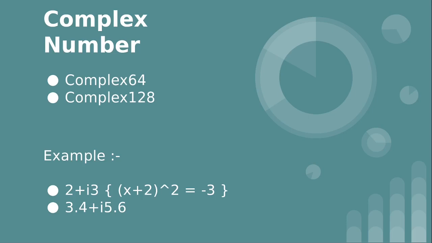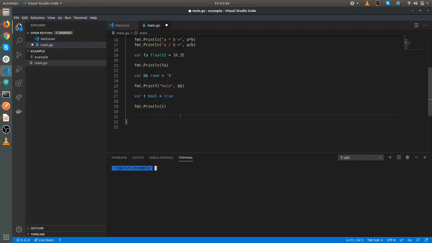Here we have another data type, complex number. Complex number has two types, complex 64 and complex 128. Here is the example, 2 plus 3i. To solve this problem we have complex numbers. Let's take an example of a complex number.